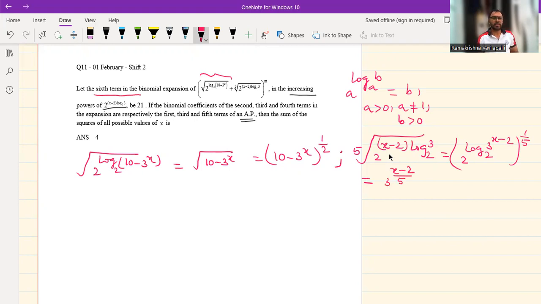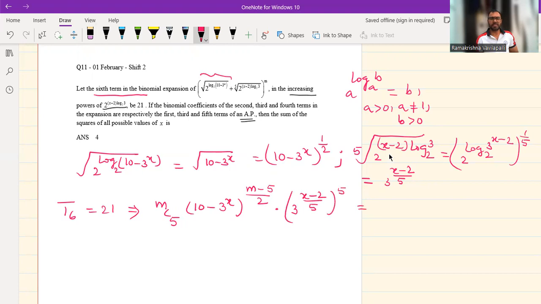So here the sixth term in the binomial expansion in increasing powers is given as 21. The sixth term is nothing but T6 equal to 21, which means mC5, this is the first term, (10 minus 3 to the power x) whole to the power of m minus 5 by 2, because here 1 by 2 is there, and the second one is into (3 to the power of x minus 2 by 5) whole to the power of 5, given as 21.